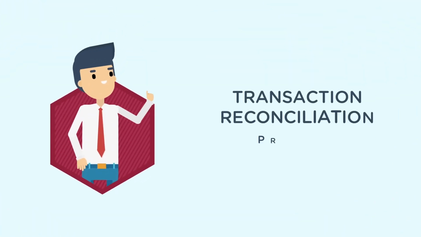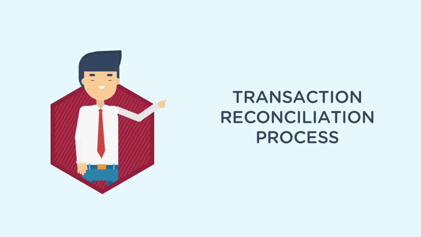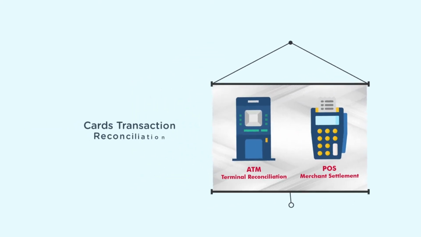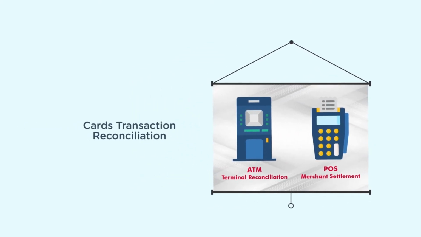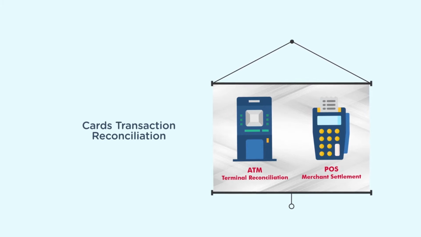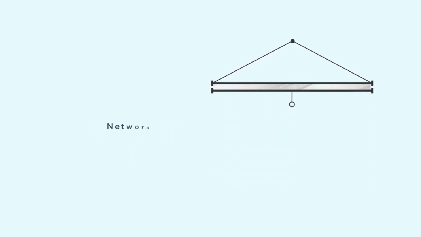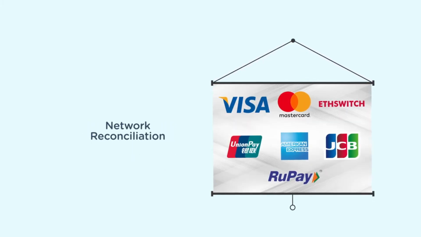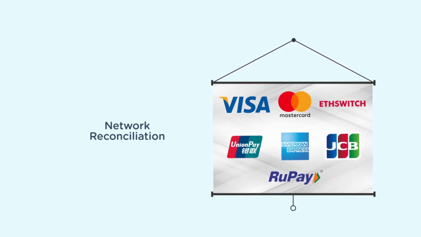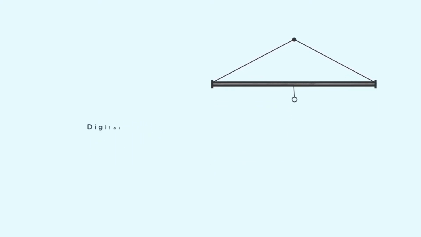Okay. Let's move to the transaction reconciliation process. StarRECON supports all types of transaction reconciliation. Let's see the types of transaction reconciliation that StarRECON supports. Cards transaction reconciliation like ATM reconciliation and post-merchant settlement. Network reconciliation like Visa, Master, Union Pay, Switch, JCB, Amex, etc.